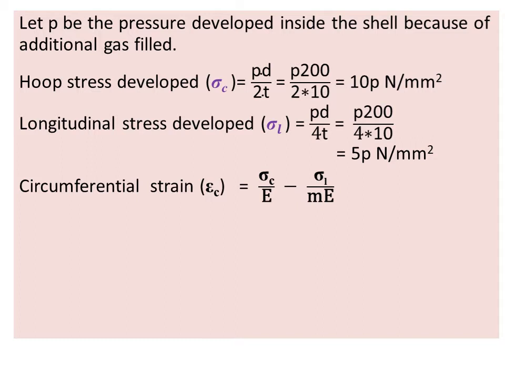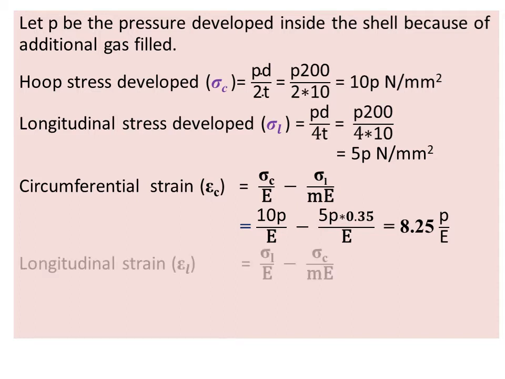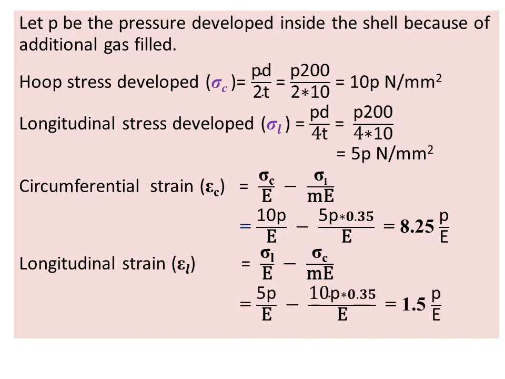Circumferential strain equals sigma C by E minus sigma L by mE. So by substituting sigma C and sigma L values, we will get circumferential strain as 8.25 P by E. Longitudinal strain equals sigma L by E minus sigma C by mE. By substituting values of sigma L and sigma C, we will get longitudinal strain as 1.5 P by E.